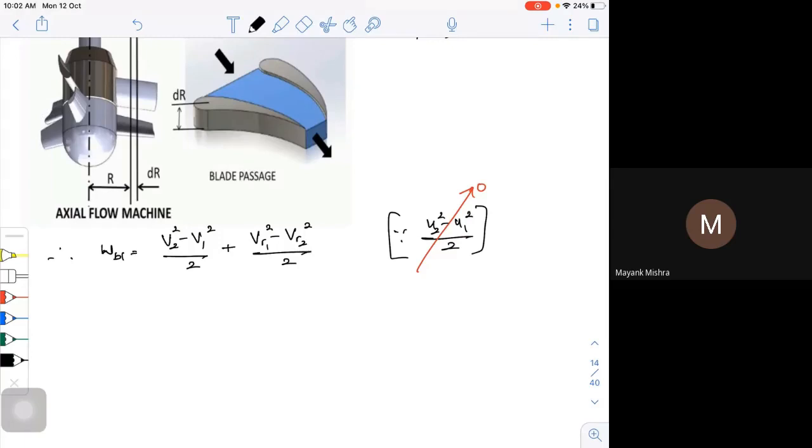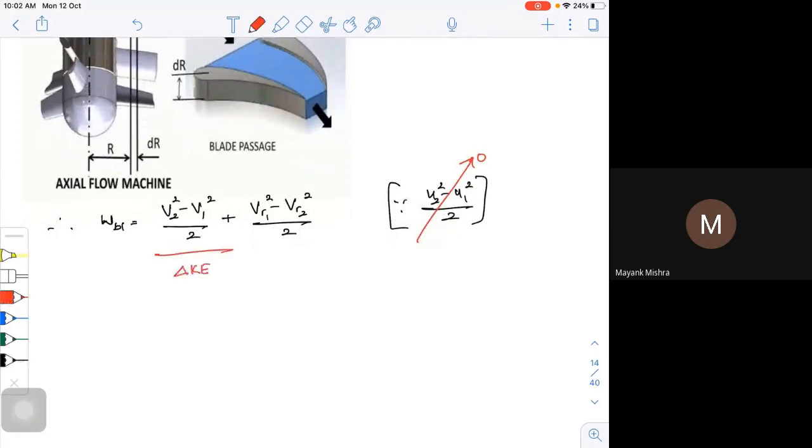So this is an alternate form of the equation. This is the change due to kinetic energy. This is the change due to your relative velocity, we call it the relative energy, and this will lead to your static pressure rise. So this is what happens in the case of your turbo machine Euler equation, which is in terms of your whirl velocity, or an alternate form.